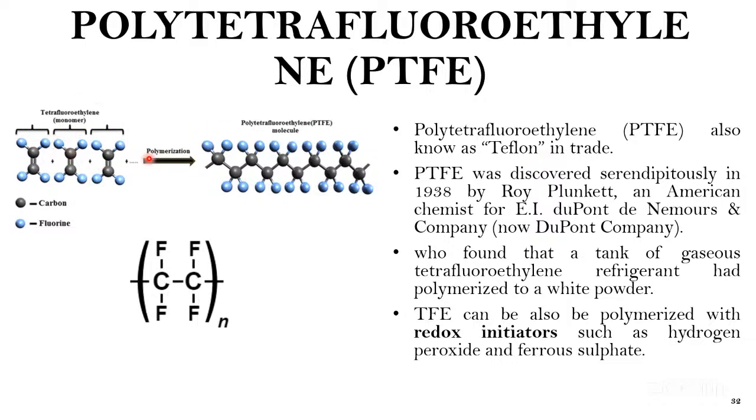So the monomer tetrafluoroethylene is polymerized into polytetrafluoroethylene. He found that the tank of refrigerated gas had polymerized into this white solid. This I have already told you. This can be polymerized with redox initiators such as hydrogen peroxide and ferrous sulfate. These are the initiators generally used to polymerize polytetrafluoroethylene.